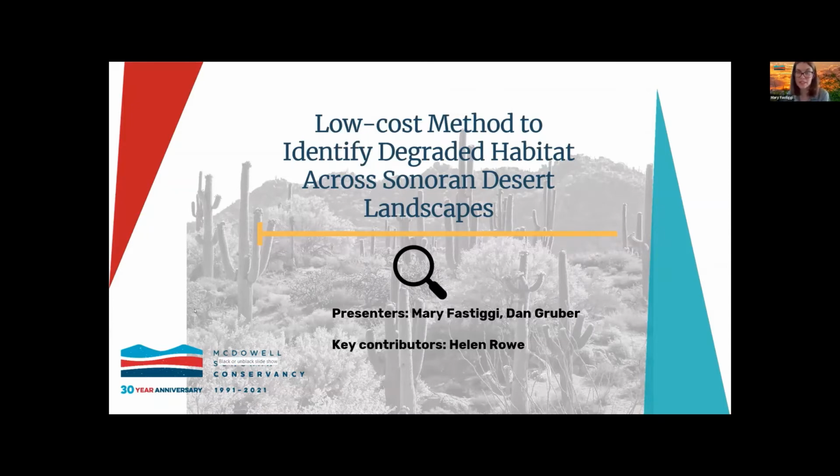So Dan and I are excited to share with you this project. This is a methodology that we've been developing that uses citizen scientists, it uses Google Earth and other remote satellite imagery to identify degraded areas in the Sonoran Desert. The example in this presentation is the preserve, but we have moved on to apply this methodology to 2 of the regional parks. Both Dan and Helen developed this method, and I've been working closely with them on this project since I began my journey with the conservancy.